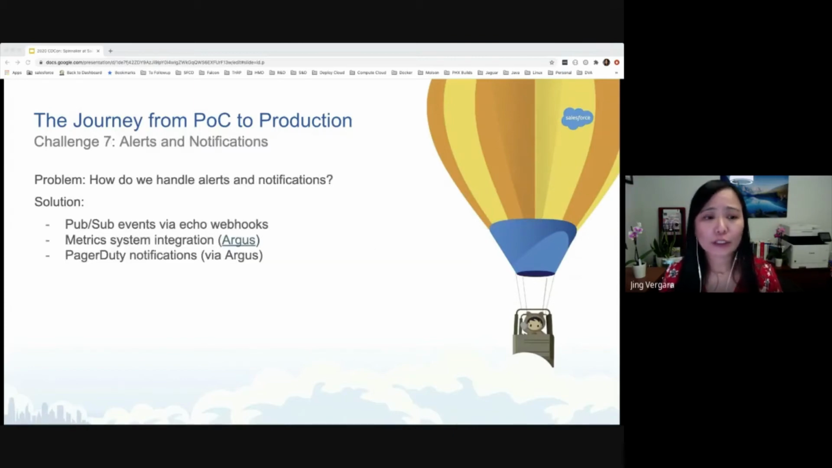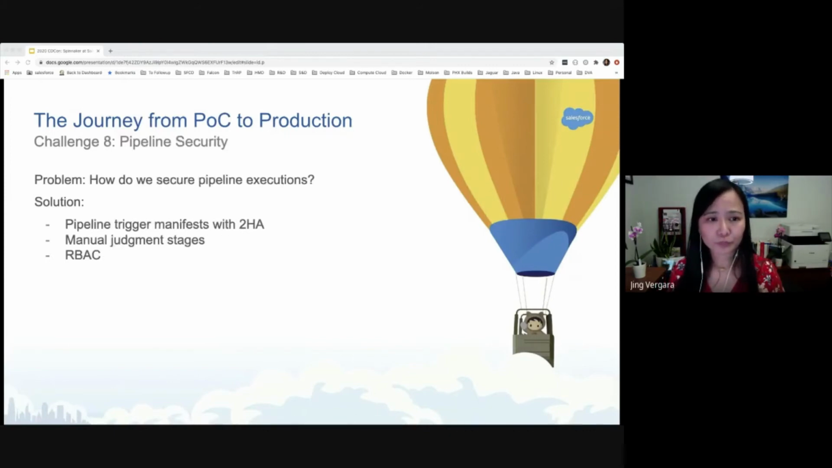The seventh challenge we had was around alerts and notifications, right? So in some cloud platforms, I think it's AWS, PubSub events are not supported out of the box. So what we've done behind the scenes is we implemented an Echo webhook so we can listen to those events, and we integrated it with our metric system and with PagerDuty as well, so that we can be alerted of all of the different events, either success or failures.